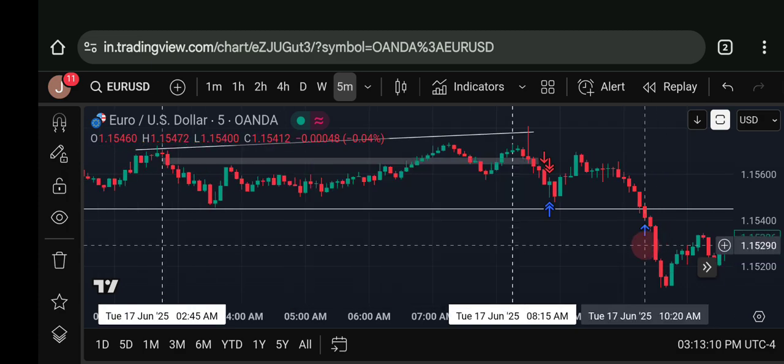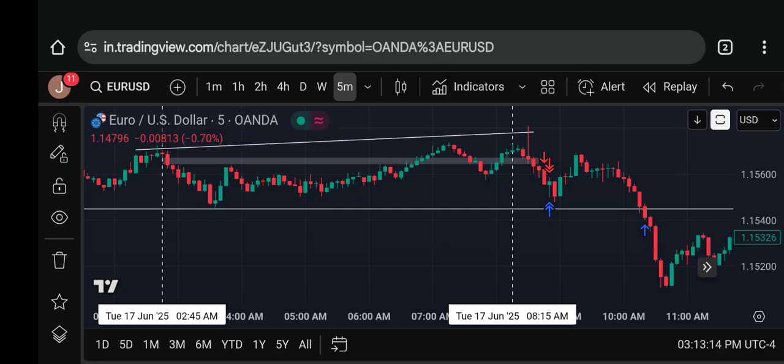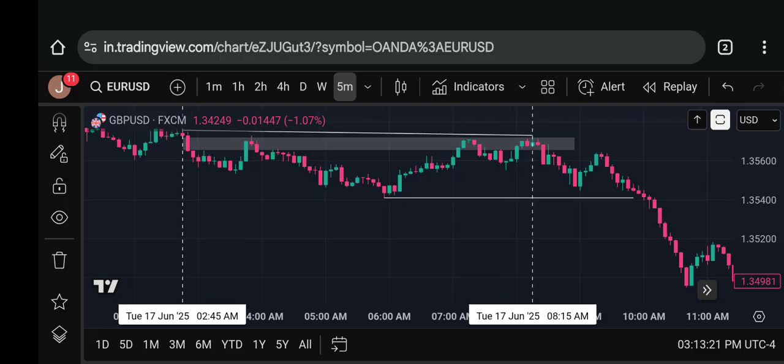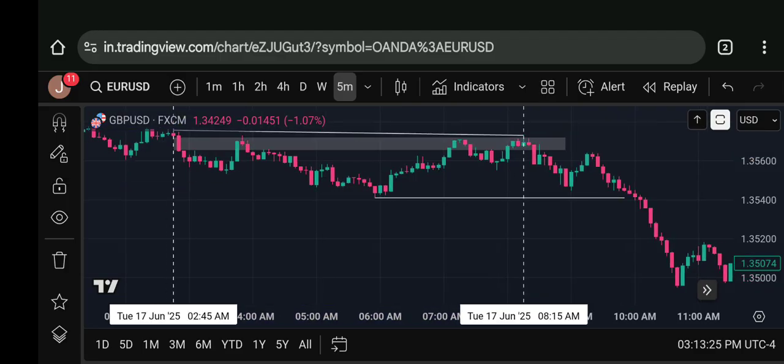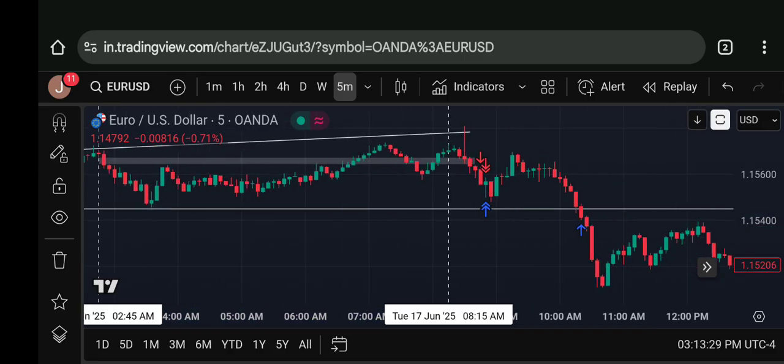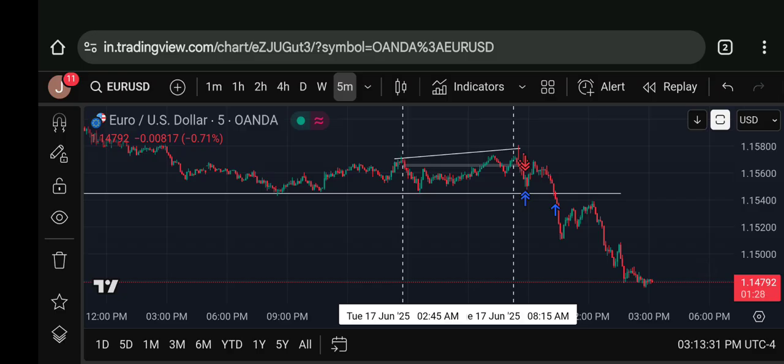So thank you guys. 4 hour IRL to ERL with 5-minute SMT, where euro makes a higher high, buy side liquidity sweep, GBP makes a lower low respecting bearish fair value gap here. Price will move to sell side liquidity. That's what happened here guys. So thank you. This was the trade. 4 hour IRL to ERL with 5-minute SMT. Thank you guys.